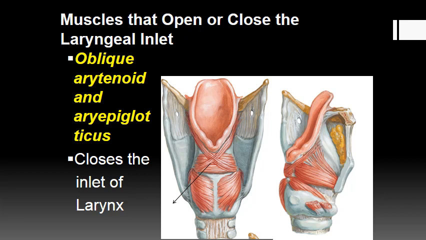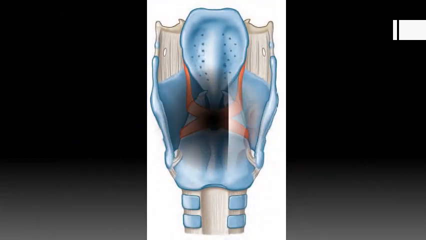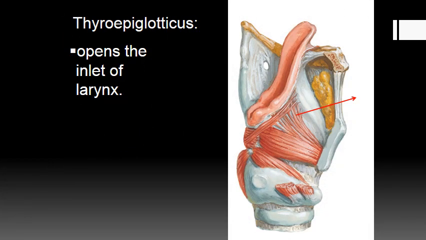So the oblique arytenoid and aryepiglotticus muscles are responsible for the closing of the laryngeal inlet. Then the thyroepiglotticus muscle, which extends from the internal surface of the lamina of the thyroid cartilage, upwards and backwards, and reaches the aryepiglottic fold, exactly at the lateral ends of the epiglottis. This muscle is responsible for the opening of the inlet.